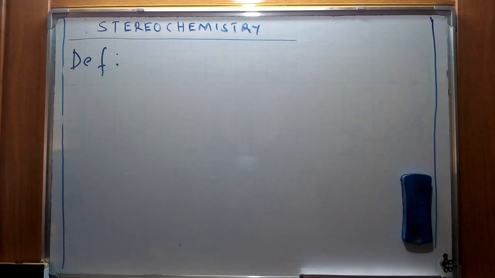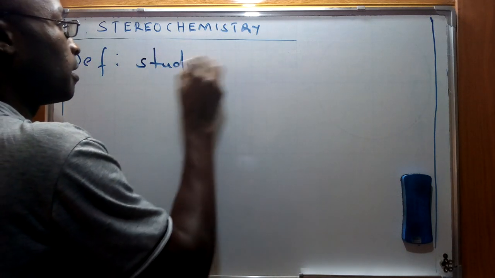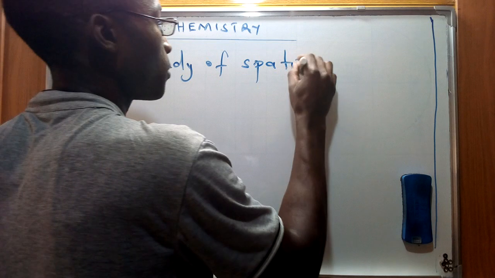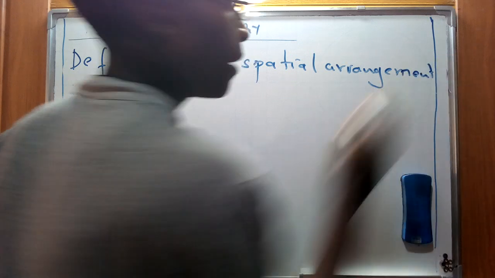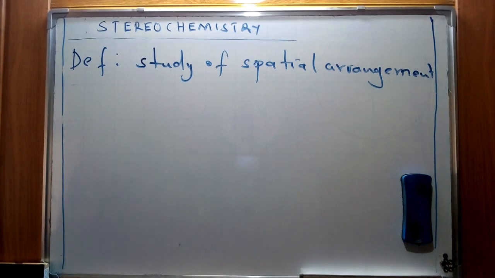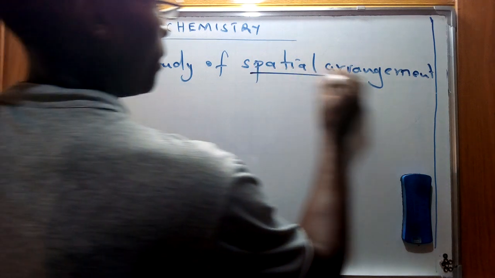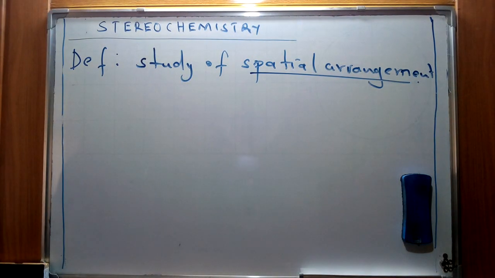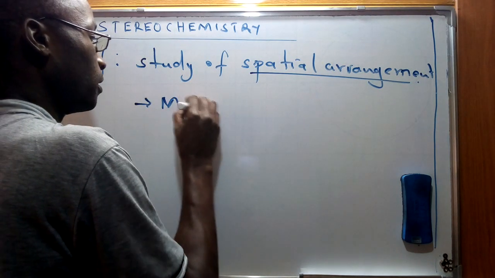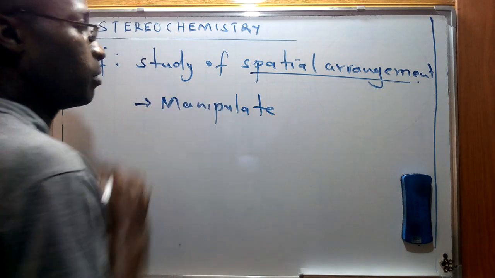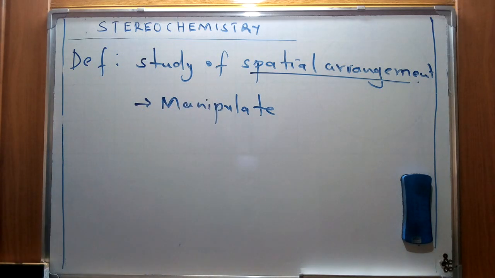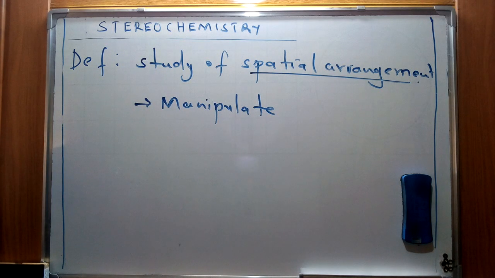By definition, stereochemistry entails the study of the spatial arrangement of atoms in molecules. The study of spatial arrangement of molecules is going to help us develop skills on how to manipulate these different molecules to come up with compounds, or other molecules that we may desire from the spatial arrangement of already existing ones.